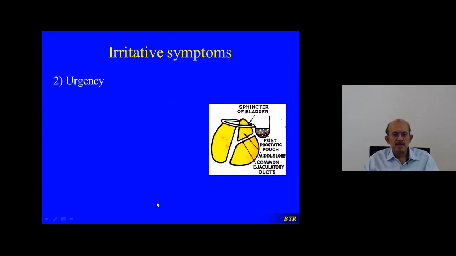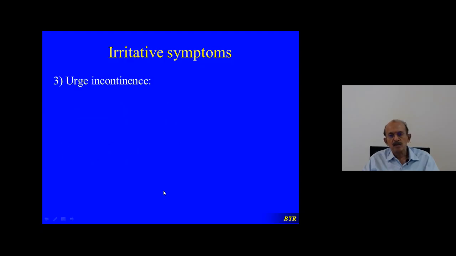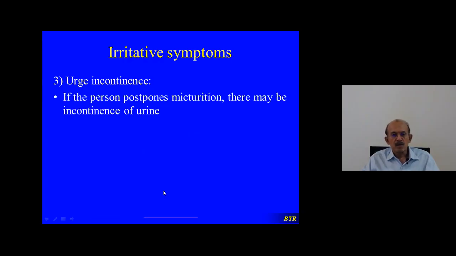The second manifestation is urgency due to inefficient closure of the internal sphincter and passage of urine into the sensitive prostatic urethra, causing a feeling of urgent voiding. Both these factors, inefficient closure of the internal urethral sphincter because the prostatic medial lobe is projecting into it, and sensitive prostatic urethra is exposed to the bladder, so there is a feeling of urgent voiding. Then urgent incontinence. If the person postpones micturition, there may be incontinence of the urine.